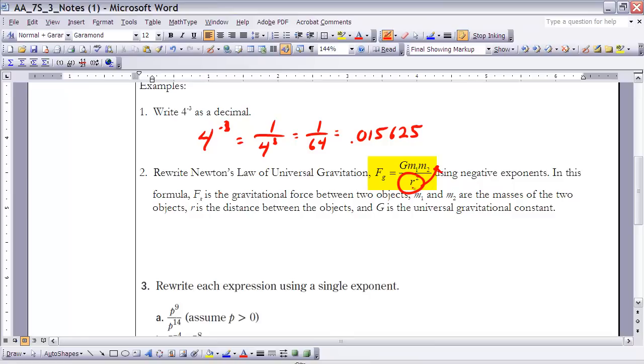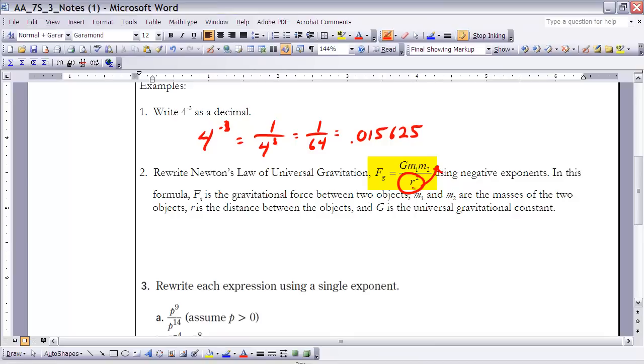So if r squared and r to the negative 2 are inverses of each other, I can bring something on the bottom up to the top and change the sign on the exponent. So to move something in a fraction from top to bottom or bottom to top, all that you have to do is change the sign on the exponent.